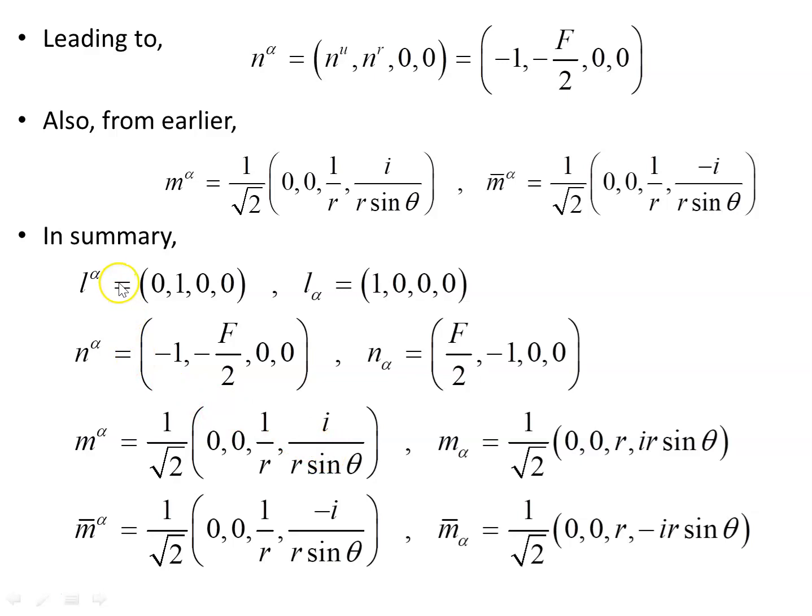The normalizing condition, L dot n, when we do that, we'll end up with -1, which works. Or if we do it this way, we're going to end up with -1, so that works. And m dot m bar, if we do that, work that out, we'll also find that that comes to 1 as well. Actually, when we do that, that's that one with that one, sorry. And we'll find that that comes to +1.